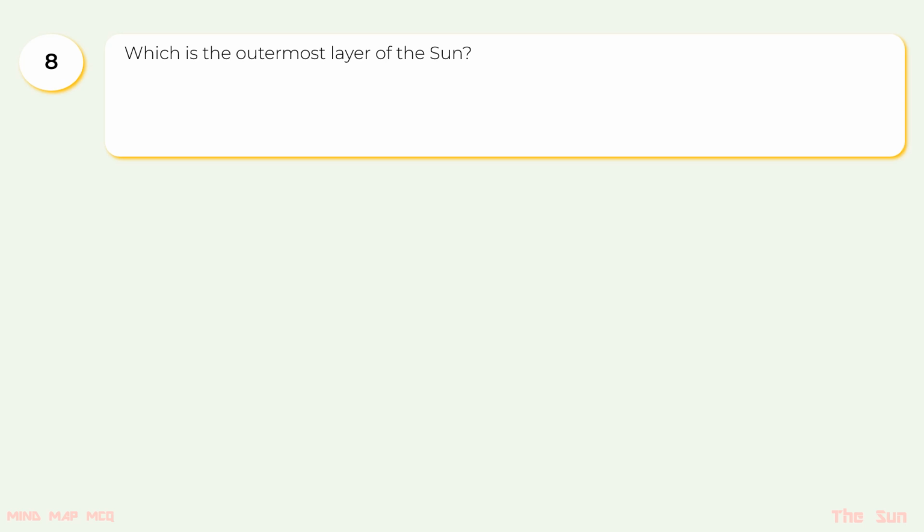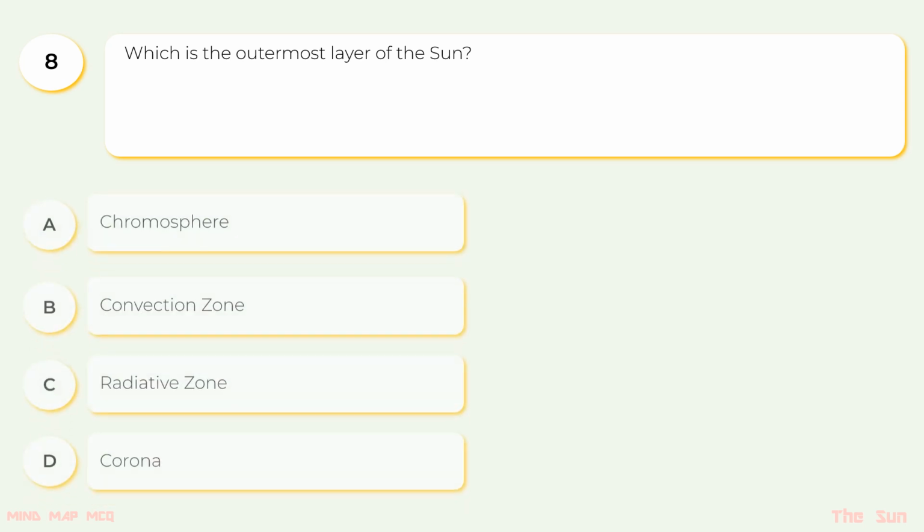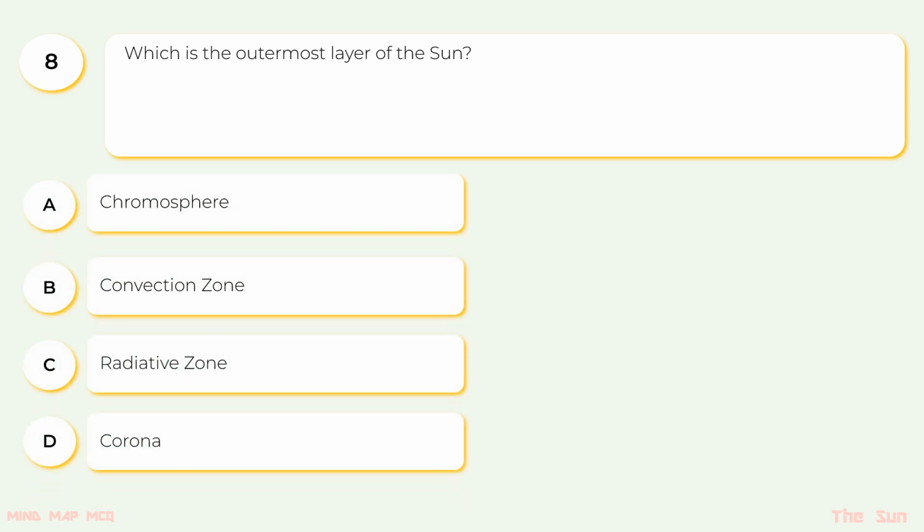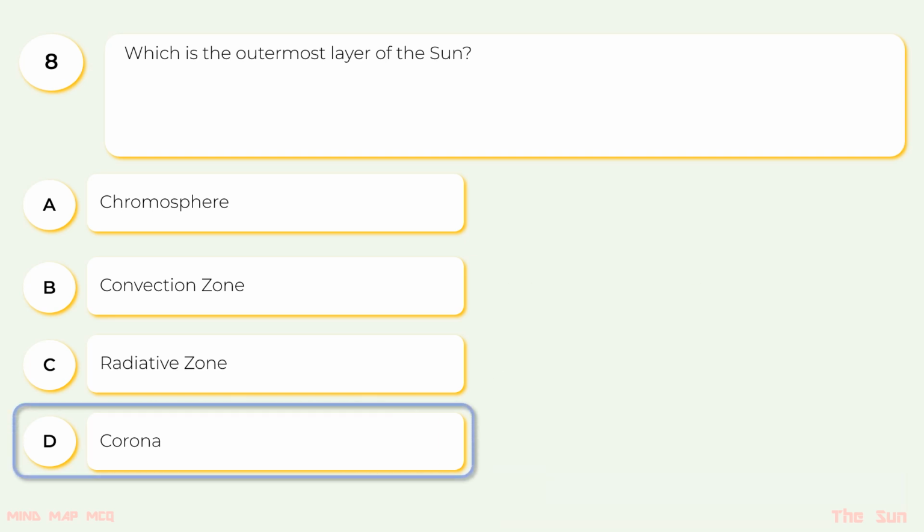Which is the outermost layer of the sun? A. Chromosphere, B. convection zone, C. radiative zone, D. corona. The correct option is D, corona.